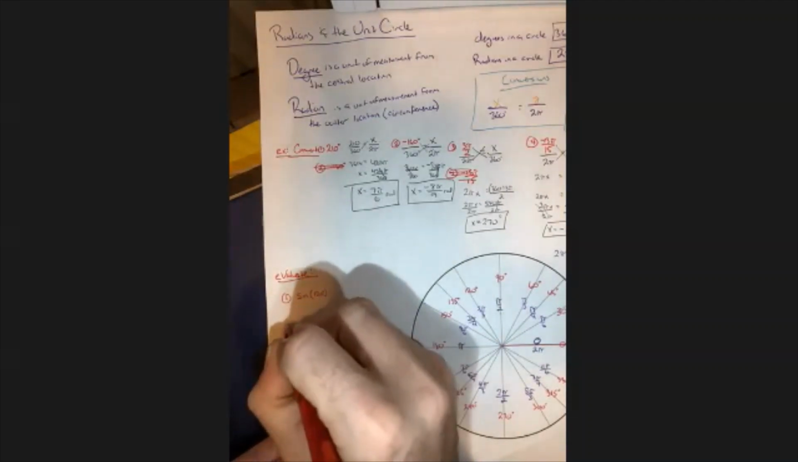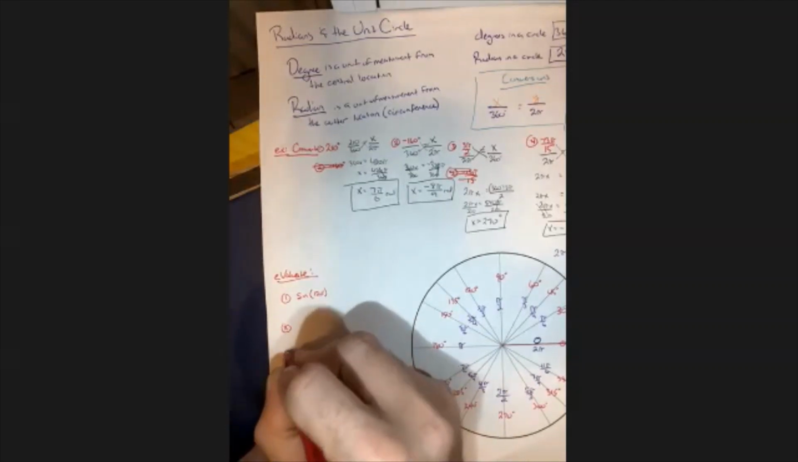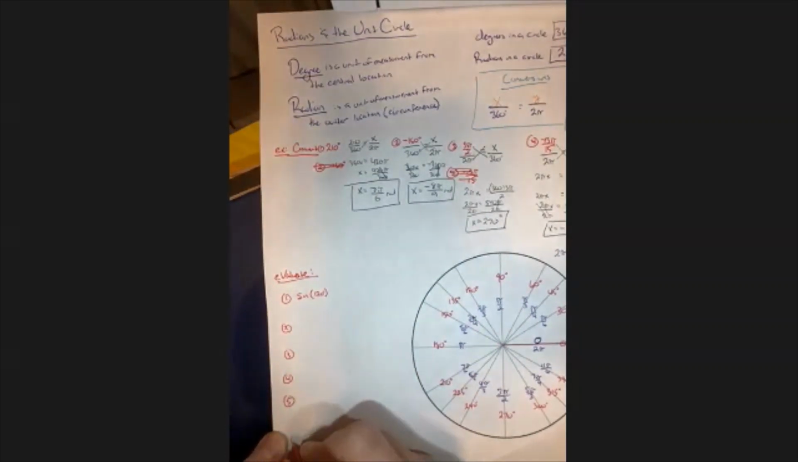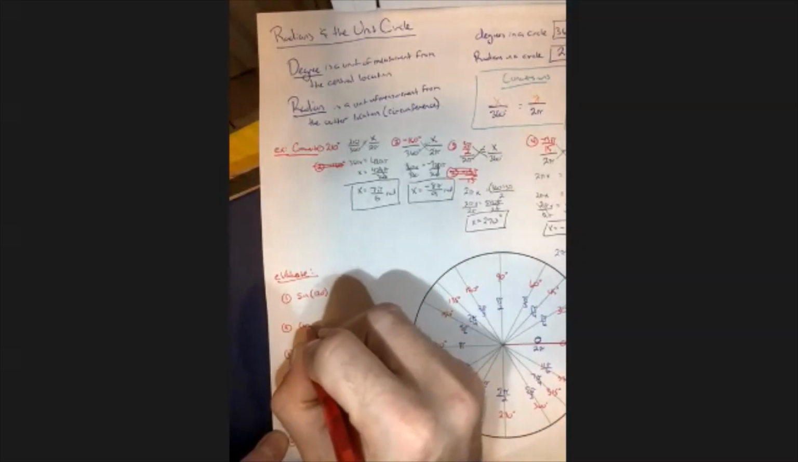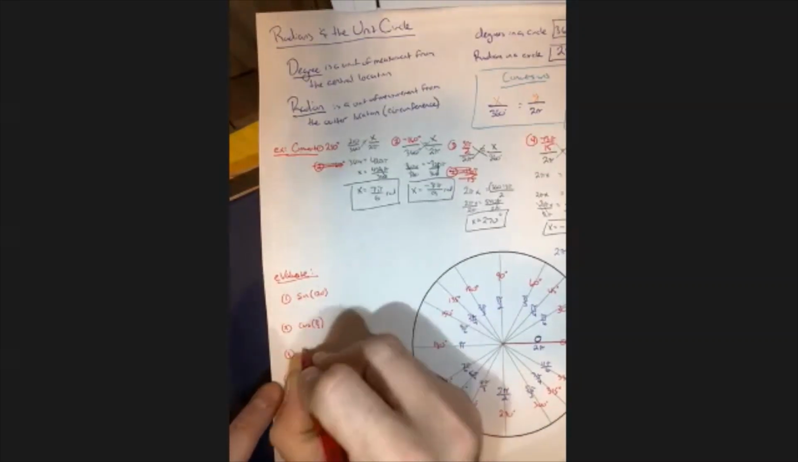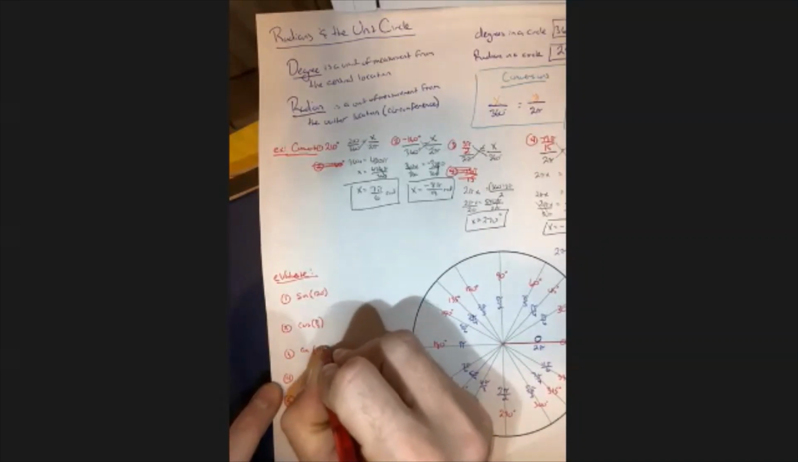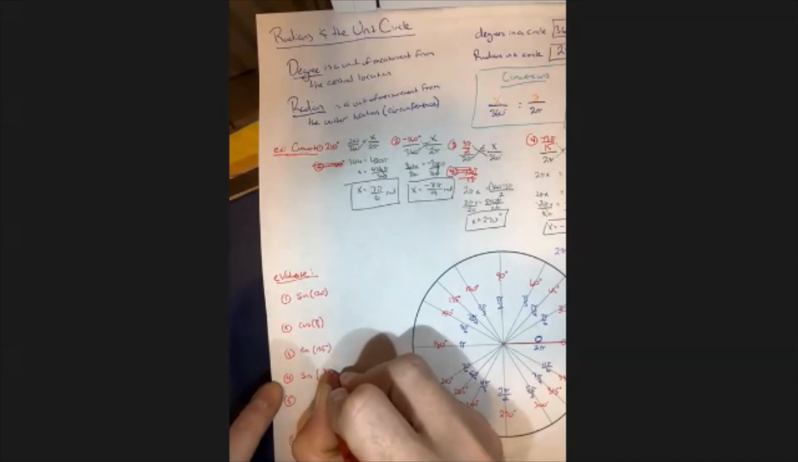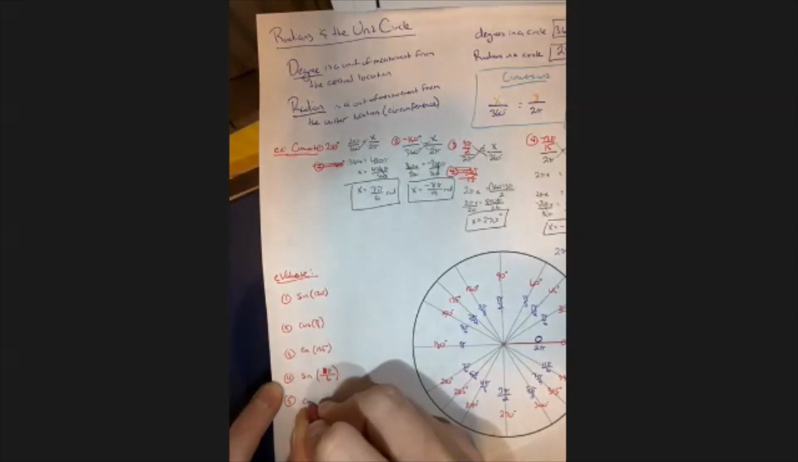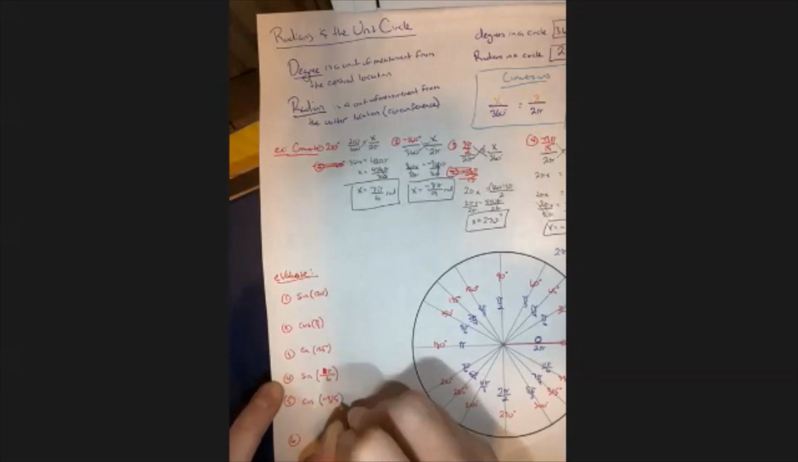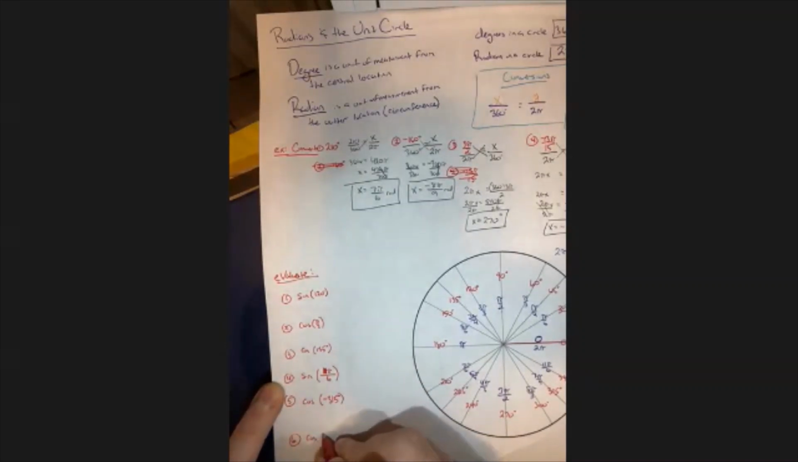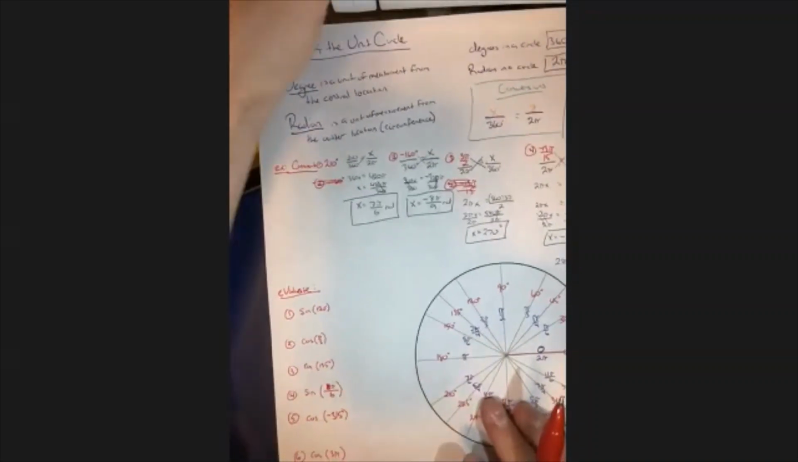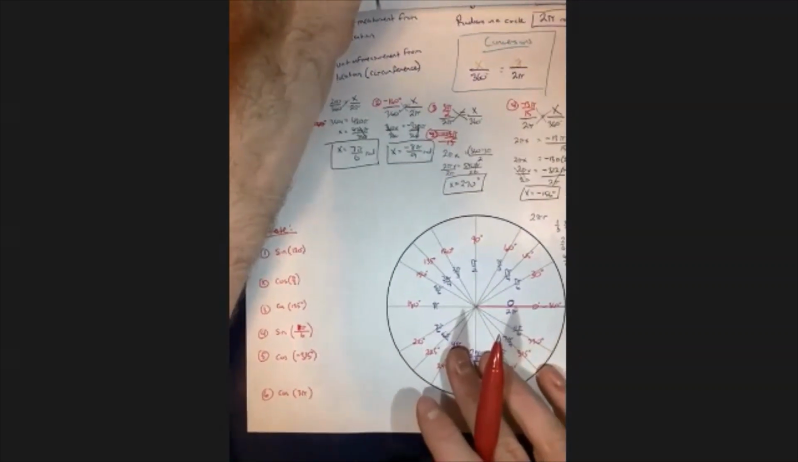I need the cosine of pi over 2. I need the cosine of 135. I need the sine of 11 pi, that's an 11 if you believe me, over 6. I need the cosine of negative 315. I need the cosine of 3 pi. And so we're going to work on these 6 expressions, and we're going to see how exactly they work.